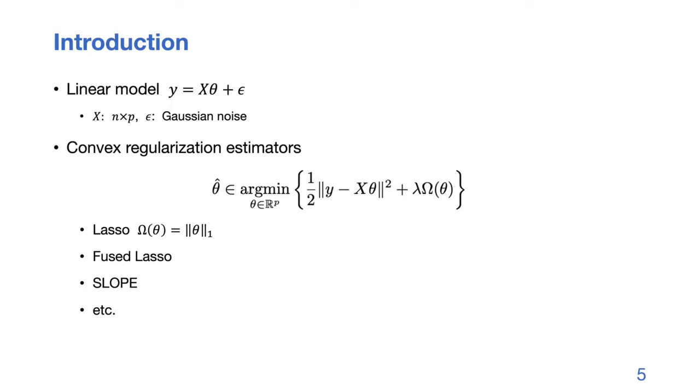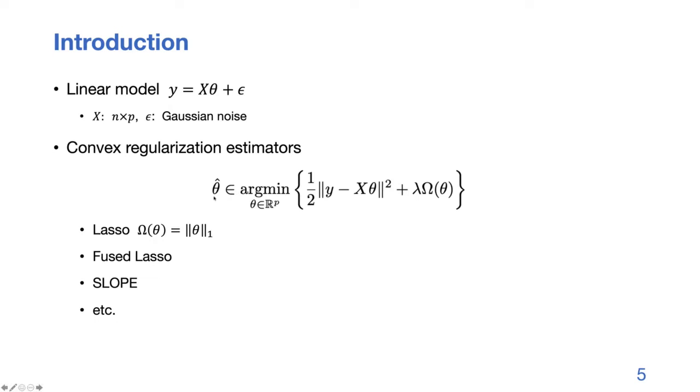In this talk, I'm going to think about a linear model like y equals X theta plus epsilon, where X is an n times p design matrix and epsilon is Gaussian noise. I want to assume the noise is Gaussian because of some technical reasons, which I will explain later. And I want to focus on a class of convex regularization estimators defined like this.